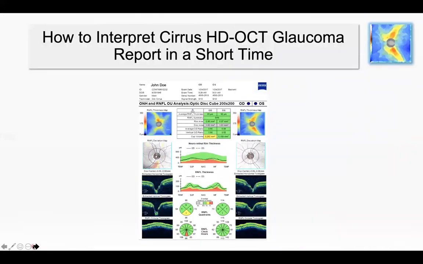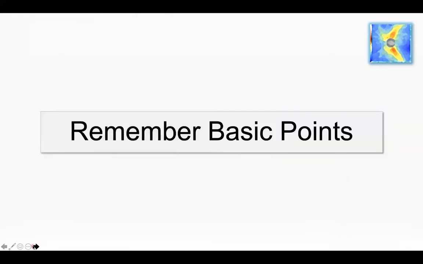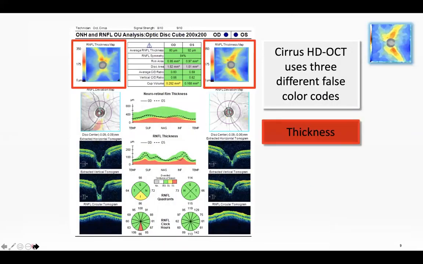So, how to interpret an OCT report in a short time? We have to remember the basic points. Cirrus HD OCT uses 3 different false color codes. It's different in different parts of the report, so red is good in some parts while it is bad in others. RNFL thickness maps, which show the raw RNFL thickness data without any statistical comparisons, use the thickness color code. That means thicker RNFL is in warm colors and thinner RNFL is in cold colors.